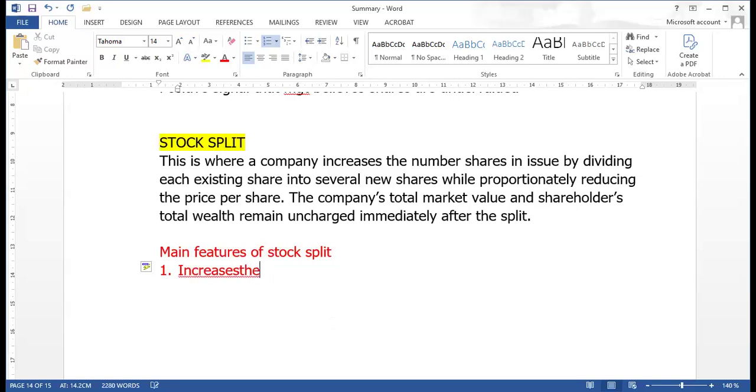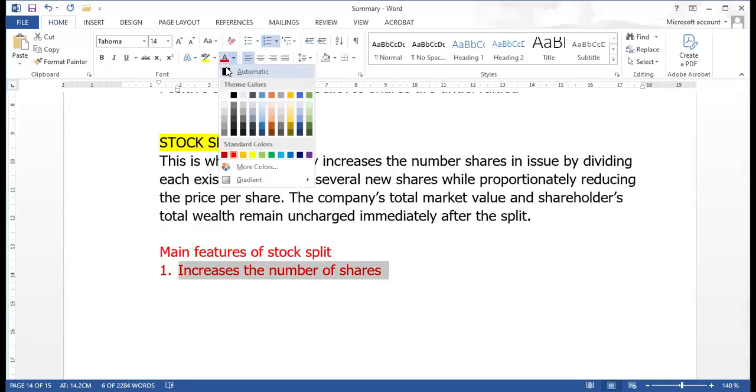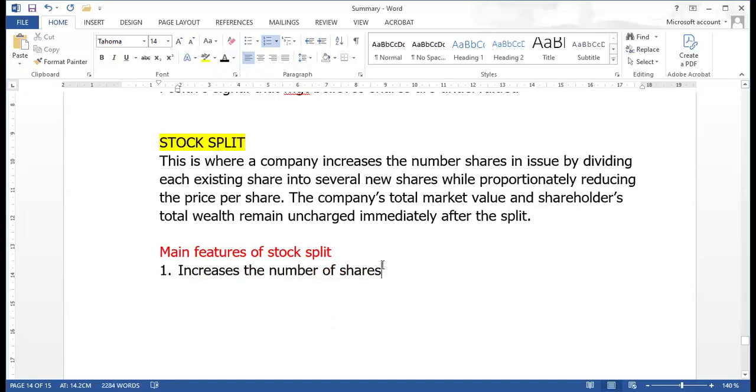It increases the number of shares. Very, very key. It is really very key that when you do stock split, you have seen that it increases the number of shares. Each existing share is divided into multiple new shares. That is number one. Then number two, it reduces the market price per share. You saw that. It reduces the market price. You saw that. I don't need to again explain it.